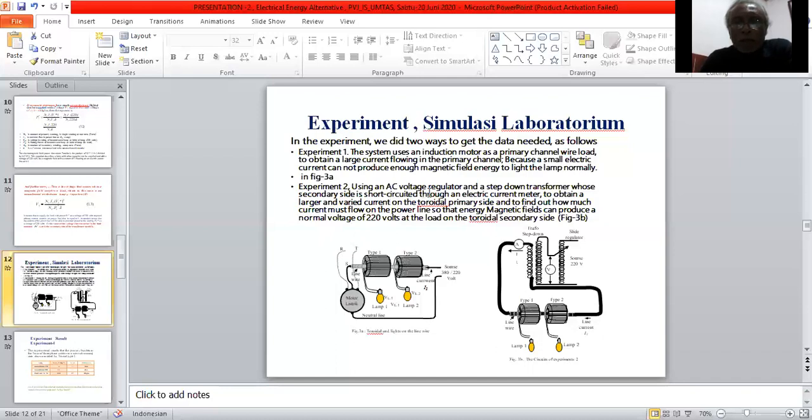And experiment 2, using an alternating current voltage regulator and a step-down transformer whose secondary side is short-circuited through an electrical current meter to obtain a large and varied current on the toroidal primary side, and to find out how much current must flow on the power line so that the magnetic field energy can produce a normal voltage of 220 volts at the load on the toroid secondary side, in figure 3b.